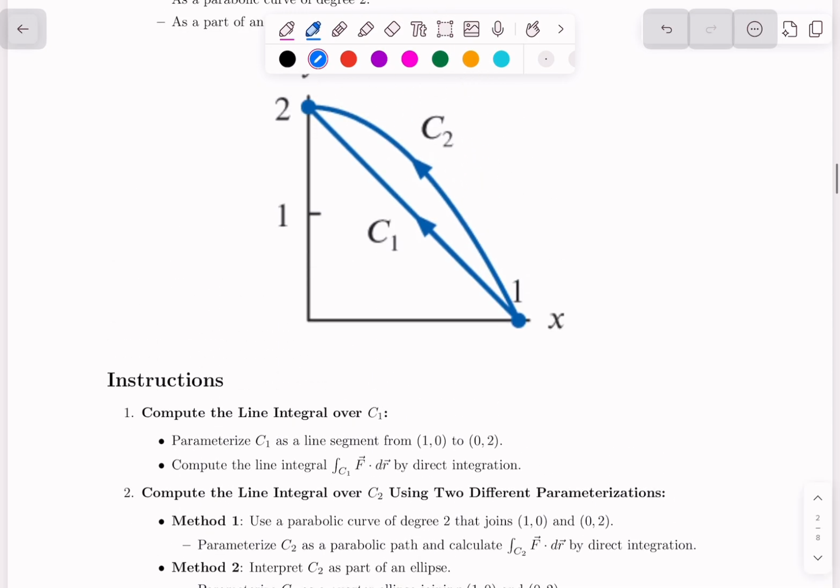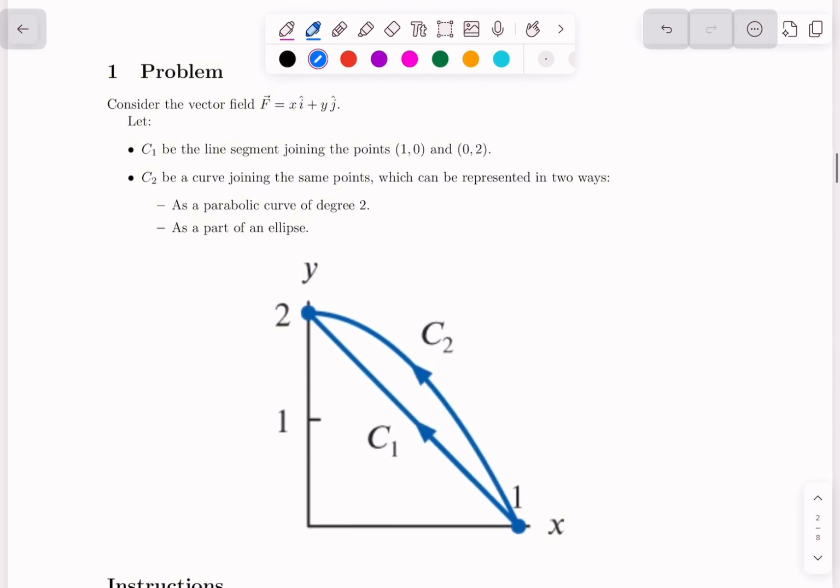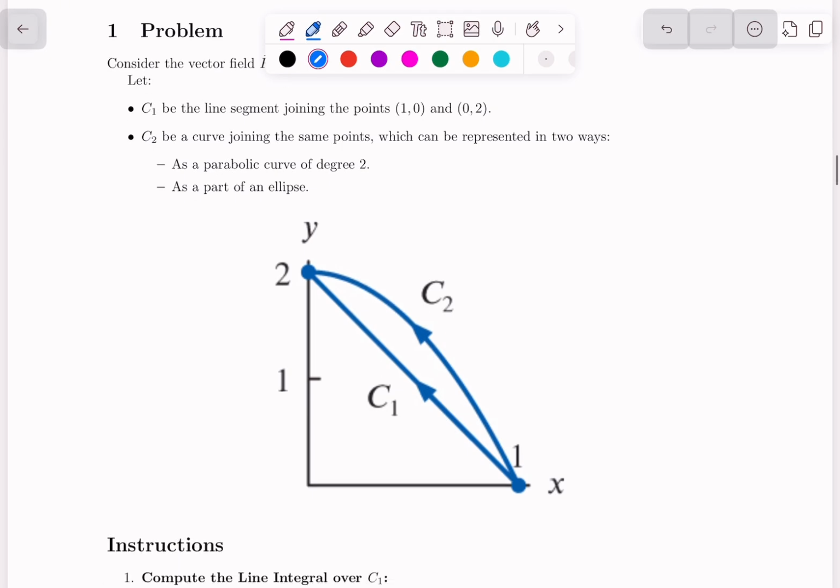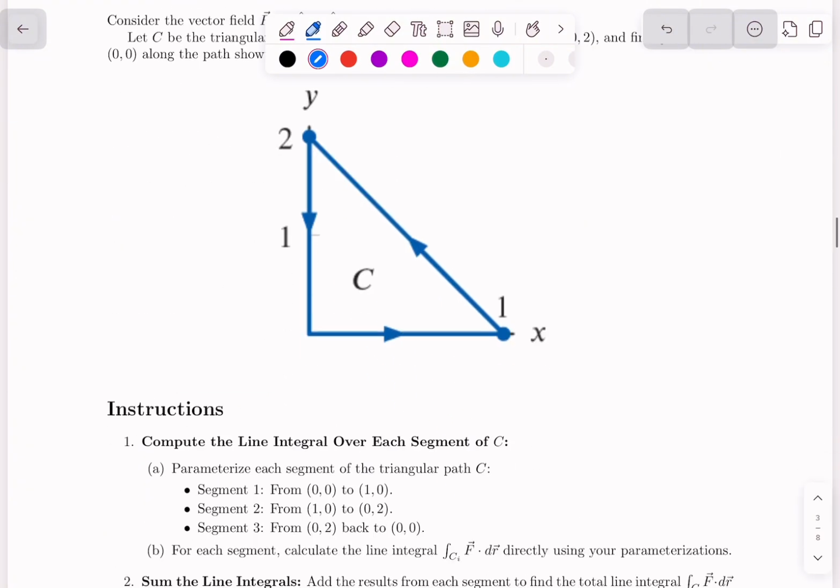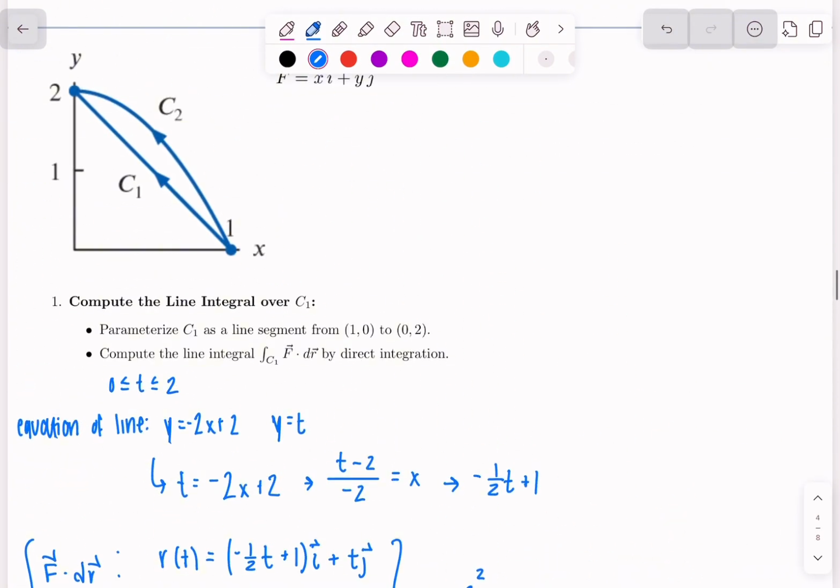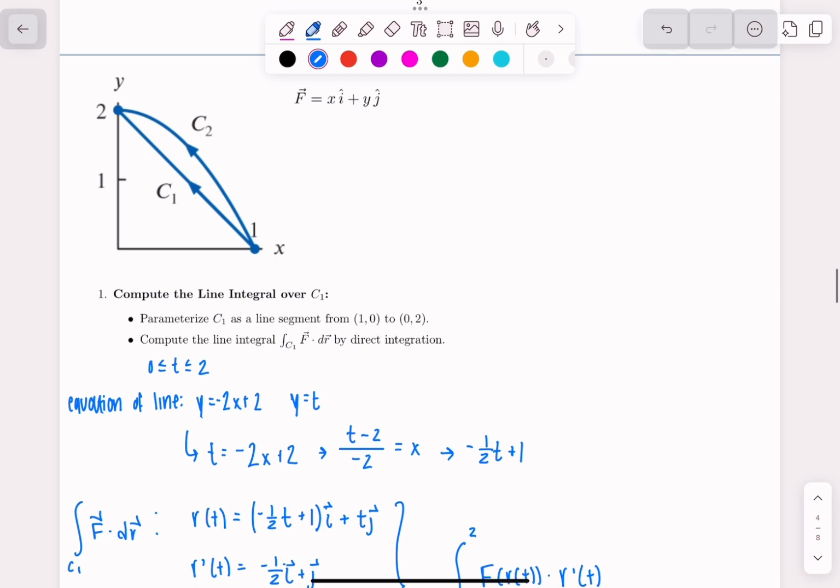So getting started, the first problem considers the vector field f equals x vector i plus y vector j, and tells us a little bit about the vector field and the lines that we're working with. The first part of this problem has us compute the line integral over C1, and C1 is going to be our straight line that we have here. It says it right there.